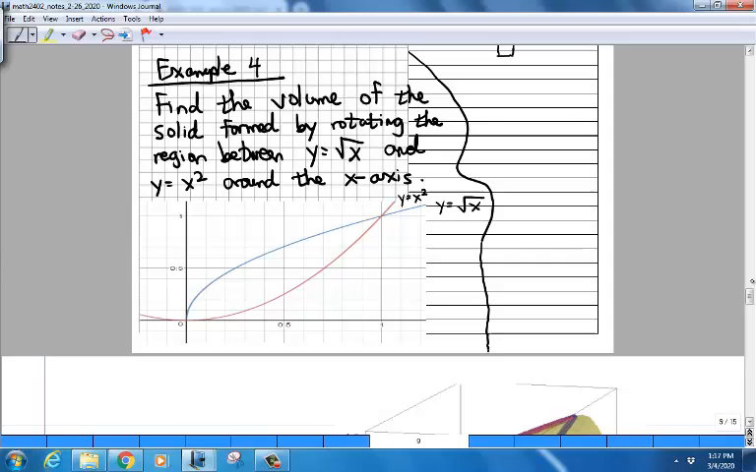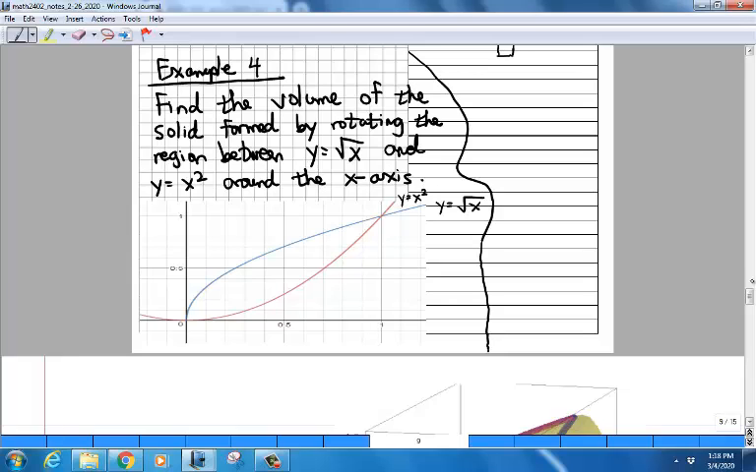Okay, so we want to find the volume of the solid formed by rotating the region between y equals square root of x and y equals x squared. Well, those are kind of inverse functions, right? Because square root of x and x squared, those are inverse operations, right? So we want the region between those two functions. And we're going to rotate that around the x-axis.